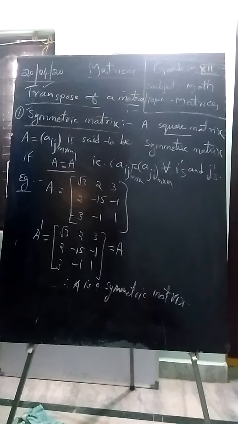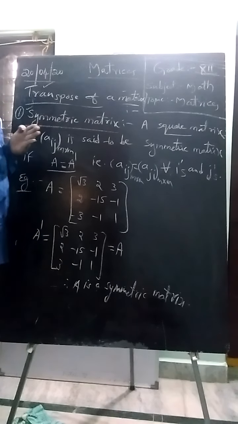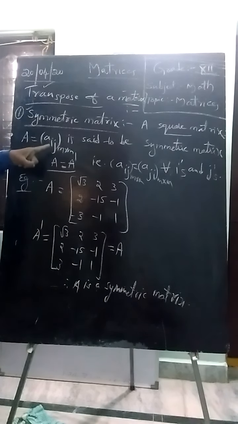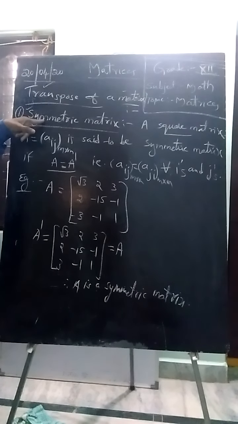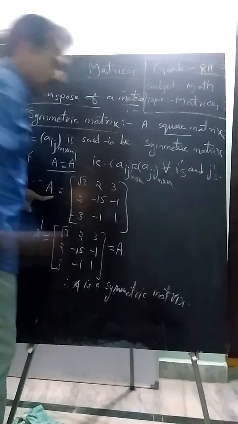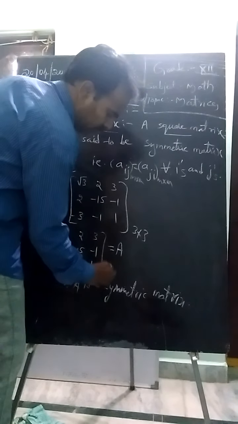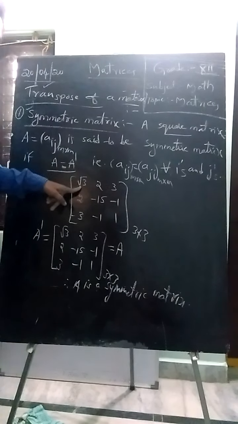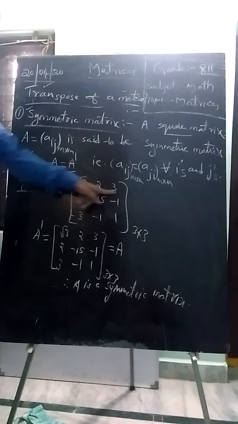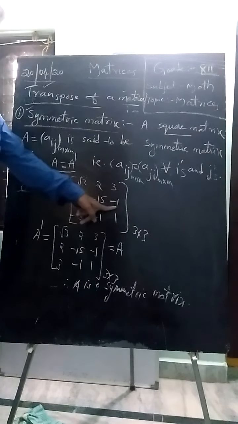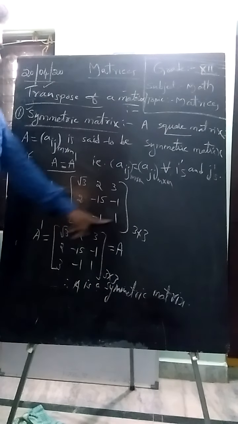Once again I am repeating, students. You know what is the transpose of a matrix. So if for any square matrix the transpose of the matrix equals itself, then it is called a symmetric matrix. Let us consider one matrix which is 3 by 3 order. 3 rows, 3 columns. First row is root 3, 2, 3. Second row is 2, minus 15, minus 1. Third row is 3, minus 1, 1.